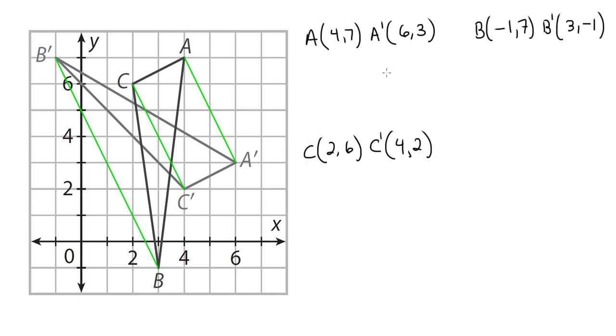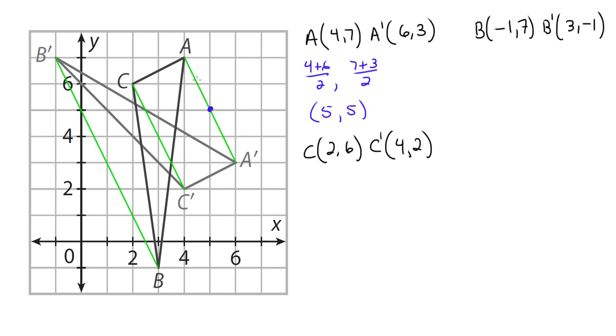Next, we need to find the midpoints of each line segment, and I'm going to do this both ways. So first, using the midpoint formula, add both x's together and divide by 2. So 4 plus 6 divided by 2, and both y's together and divide by 2. So 7 plus 3 divided by 2. 4 plus 6 is 10, divided by 2 is 5. And 7 plus 3 is 10, divided by 2 is 5. So the midpoint of the line segment AA prime is at 5, 5, which is going to be right here.